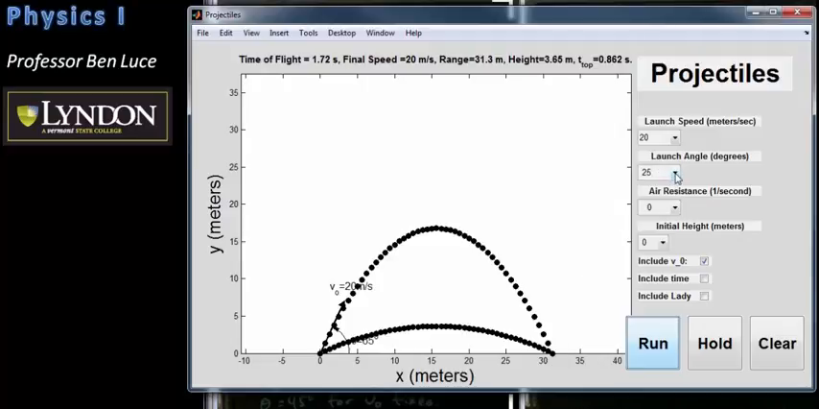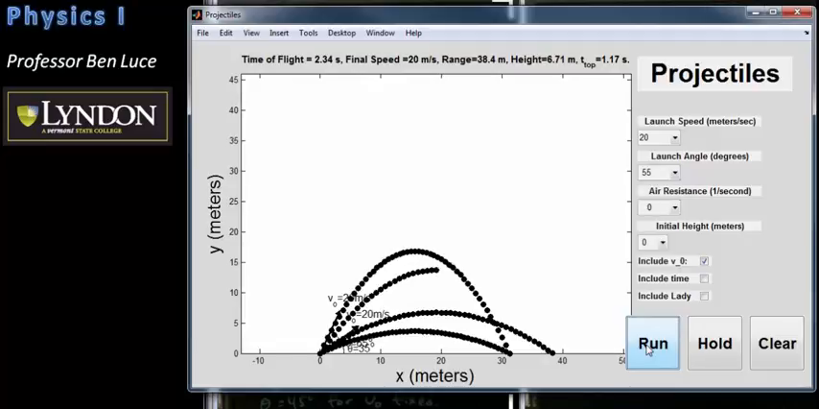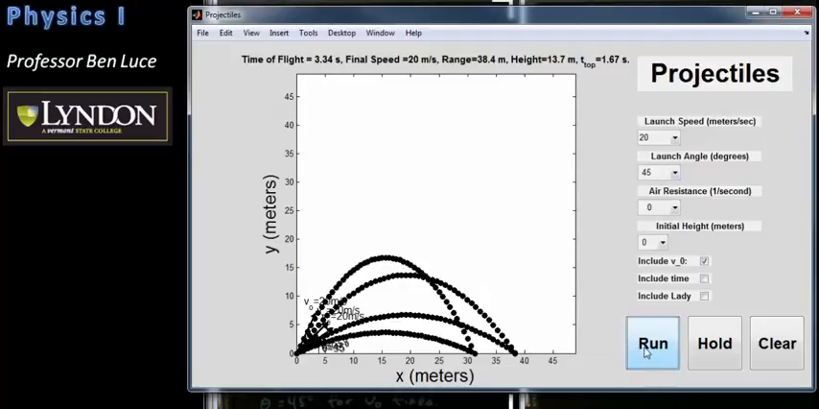Let's go just 10 degrees below 45. That is 35. And then go 10 degrees above 45, 55. And we see that indeed this pair of trajectories also had the same range. And for good measure, let's put in our 45-degree trajectory again. And that gives us a very visually nice looking set of trajectories here.